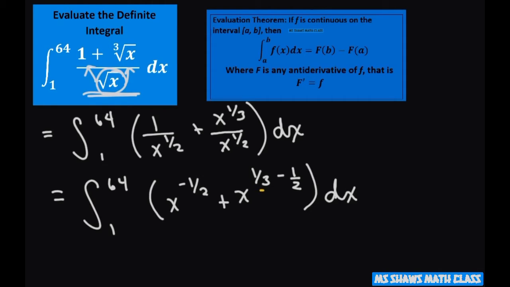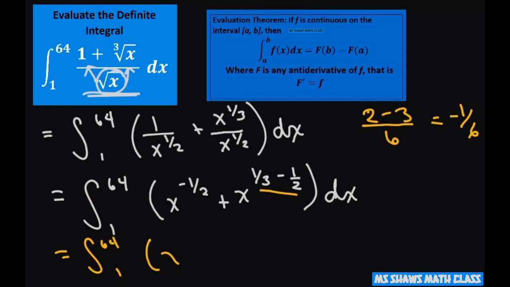which, let's just go ahead and subtract those. If you have the common denominator is 6, this is going to be 2 minus 3, which is negative 1/6. So now I can rewrite this as the integral from 1 to 64 of x to the negative 1/2 plus x to the negative 1/6 dx.